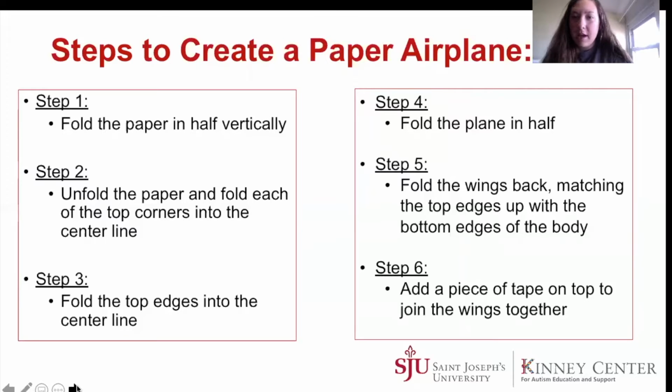The fourth step, you're going to fold the paper in half. The fifth step, you're going to fold the wings back and match the top edges up with the bottom edges of the body. And then the very last step to the paper airplane will be step 6, where you add a piece of tape on top to join the wings together.